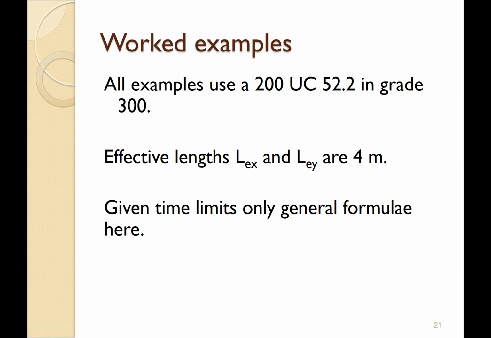So we'll look into the worked example. All examples use 200 universal column, 52.2, which you are familiar with. So 200 millimeter is the depth of the section, and its self weight is 52.2 kg per meter. Grade 300. Effective lengths LEX and LEY are 4 meter. So we are using only the general formula. And you see we have LEX and we have provided these two, otherwise we have to calculate them. See, very important. For compression, if only length is given, then you have to calculate the effective lengths.